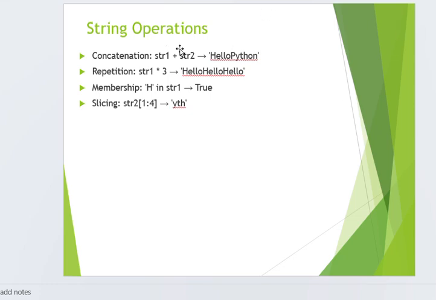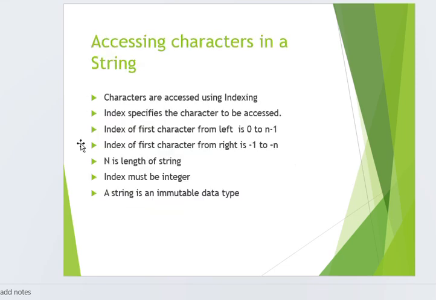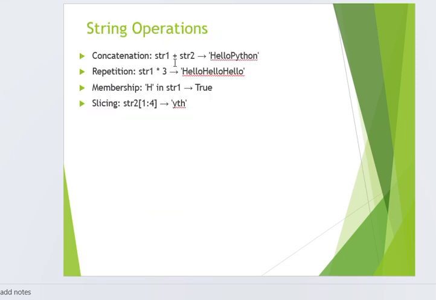In this case, if you see string 1 from the previous example, they have taken string 1 as hello and string 2 is Python. So I am writing string 1 plus string 2. It is going to give you hello and Python together without any space. Python allows us to join 2 strings using the concatenate operation, which is denoted by the symbol plus. So we write plus here.